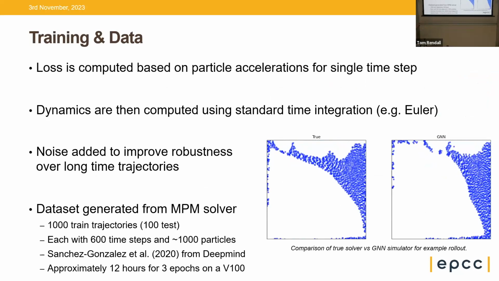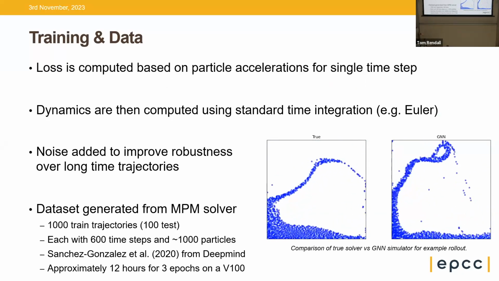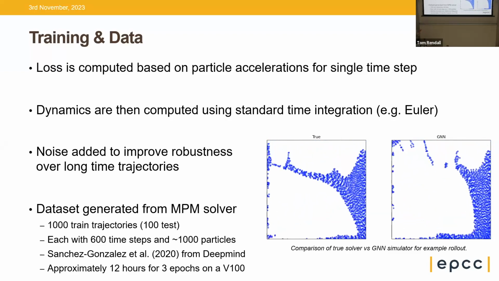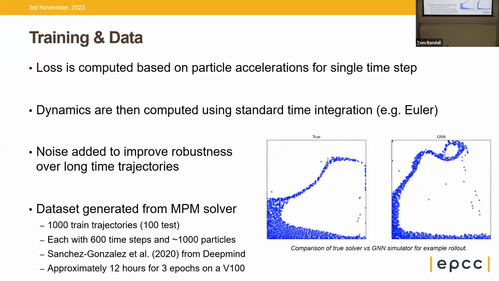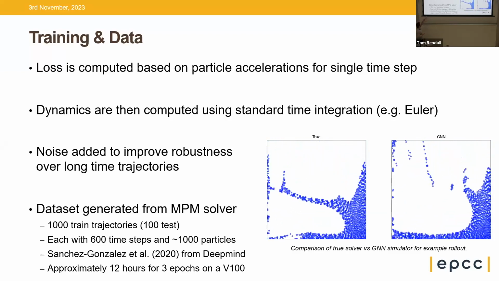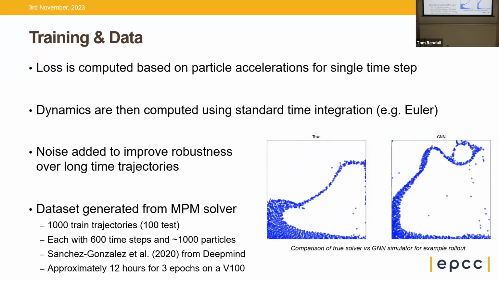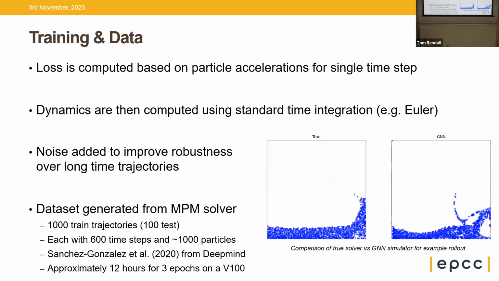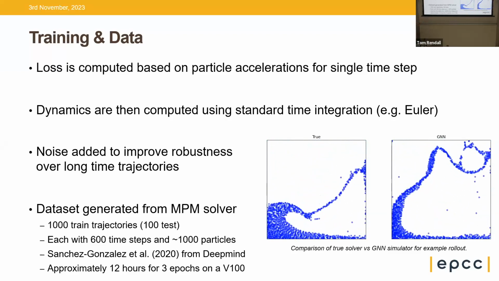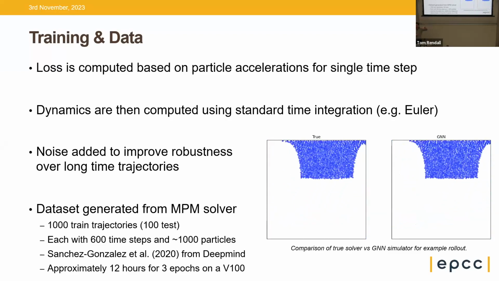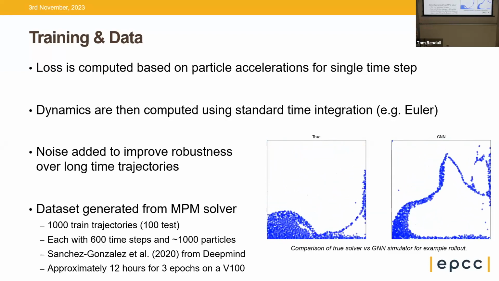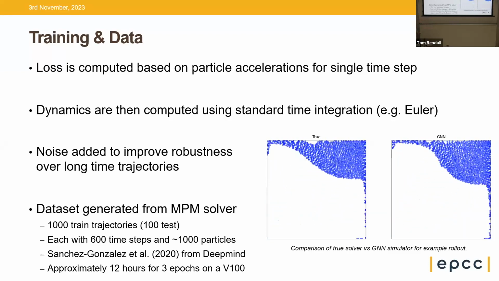Like I said, I actually only started this work a few weeks ago, so it's very rough, very initial stages. But the first thing was to reproduce some earlier work. There's a data set generated from a material point method solver from a group at DeepMind. They train on the accelerations for a single time step. Once you have your accelerations, you can integrate that in time as normal.